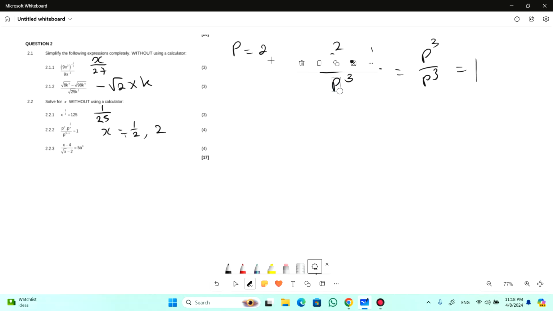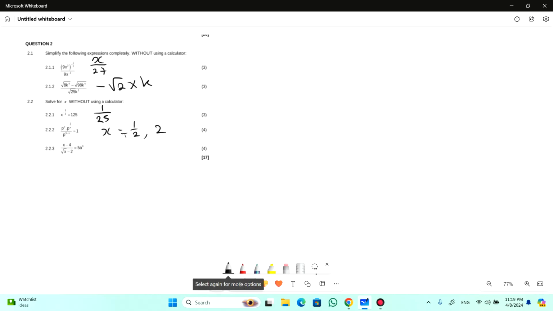But p was 2, okay, p was 2 here, and that's correct. So meaning our x values there are indeed correct. So you can also check the half and check whether it's correct. So let's move on to 2.2.3.